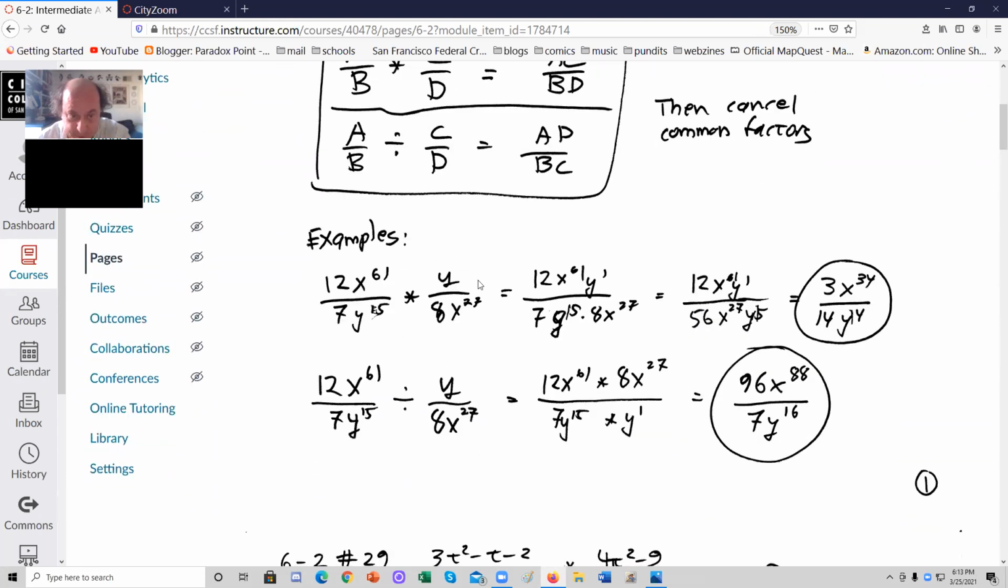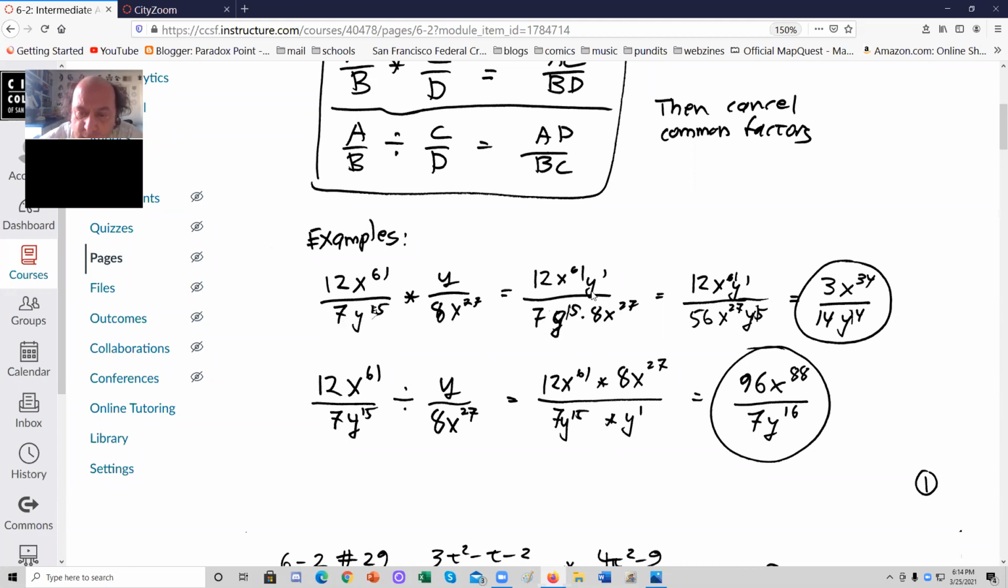So, for example, here we'll multiply and divide the same pair of rational expressions. 12x to the 61 over 7y to the 15th, times y over 8x to the 27th. So you multiply across: 12x to the 61, y to the first. It's always a good idea to put the one polynomial power in. Over 7 times 7y to the 15 times 8x to the 27.